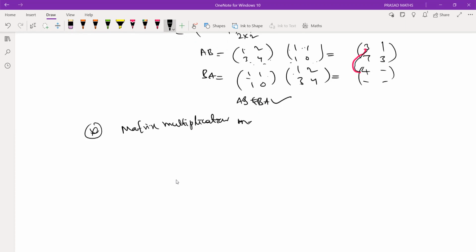Matrix multiplication may not be commutative. This is an example. I already told you some special cases: suppose D1 and D2 are special diagonal matrices. In this case, matrix multiplication is commutative, where D1 and D2 are diagonal matrices.